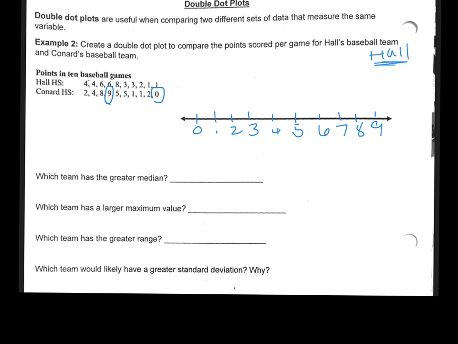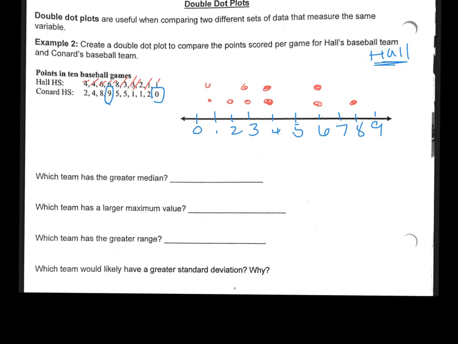So again, I'm crossing off as I go. So I do 4, 4, 2 6s, 8, 2 3s, 2, and 2 1s.